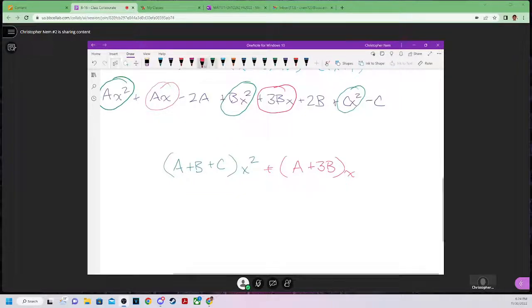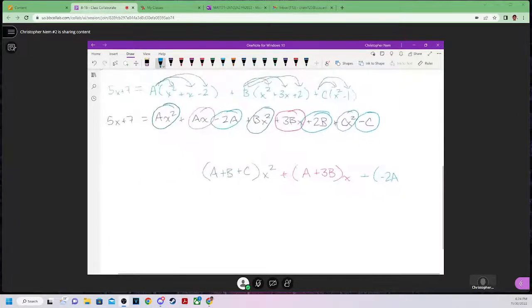And then the last piece doesn't have an x term on it right here. Negative 2a, 2b, and minus c. Those do not have a single x on it, which means those are our constants. So, I'll do plus negative 2a. What's next? Plus 2b minus c. And this is all equal to 5x plus 7.